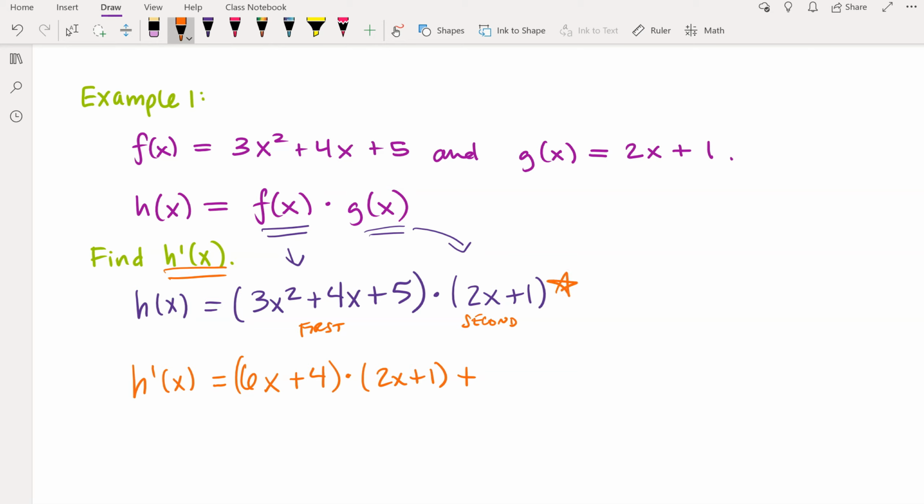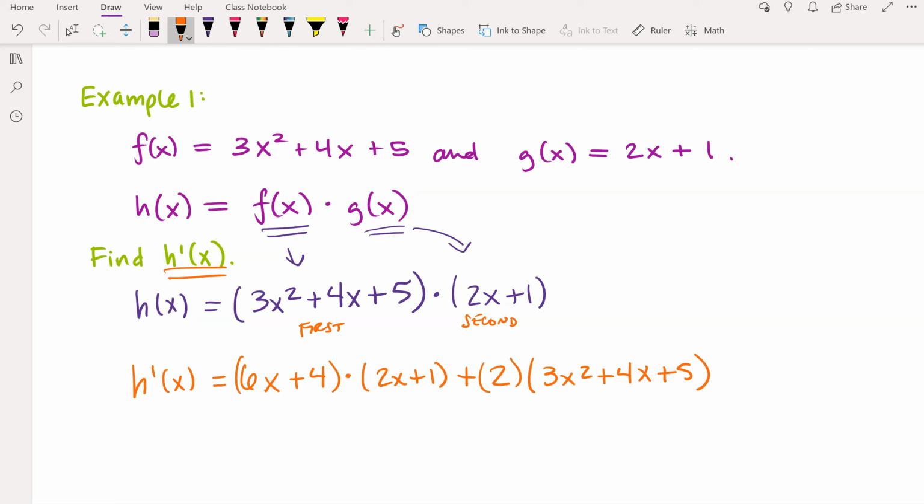Derivative of the second function is just 2, because the derivative of the constant goes away, times the first. That's the derivative of the second. And then times the first, that just means copy the first: 3x squared plus 4x plus 5.